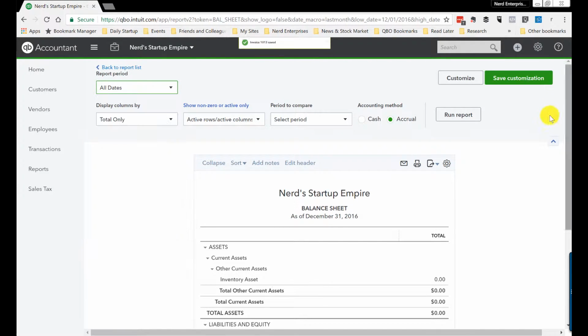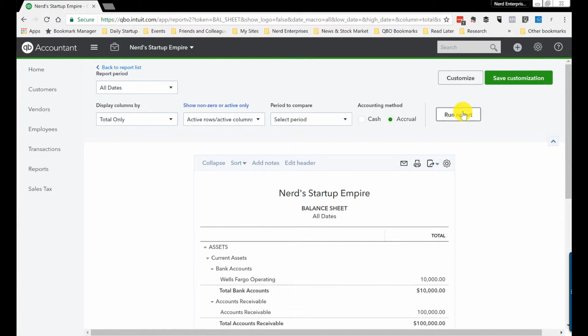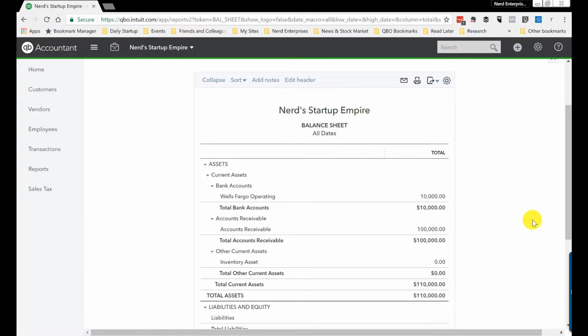So again, let's run it for all dates, run the report. We've increased our accounts receivable because, again, we haven't gotten paid, we just earned the money, right? Presumably we've provided the service, $100,000 in value, and we've invoiced the customer. They now owe us $100,000.